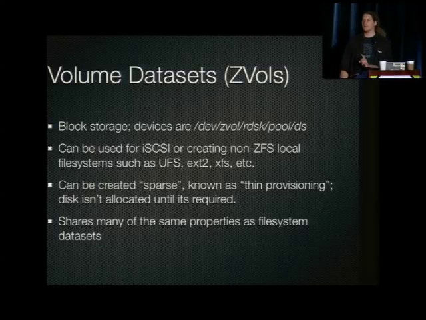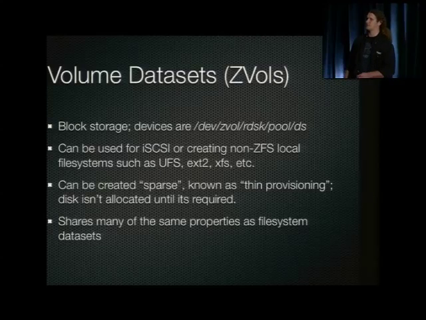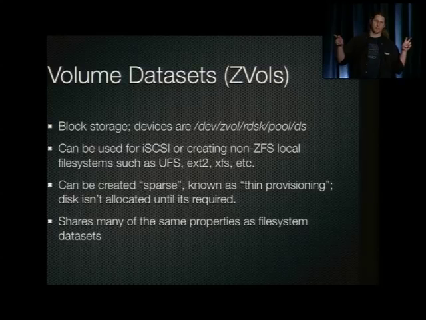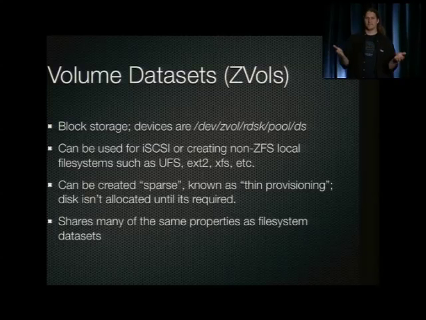They can also be created sparse. The marketing terminology for sparse is thin provisioning. It's like an option that you would spend hundreds of thousands of dollars on for NetApp to get thin provisioning. And all that means is that you get to lie about how big it is. You create a LUN that advertises itself as 100 terabytes, when in fact it's like a 10 gigabyte server.